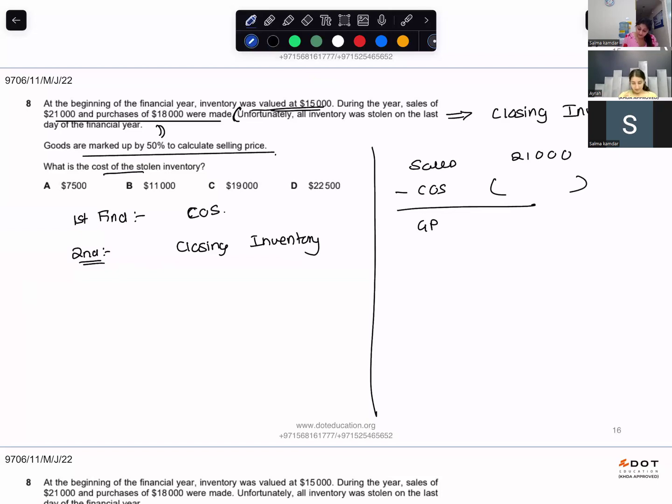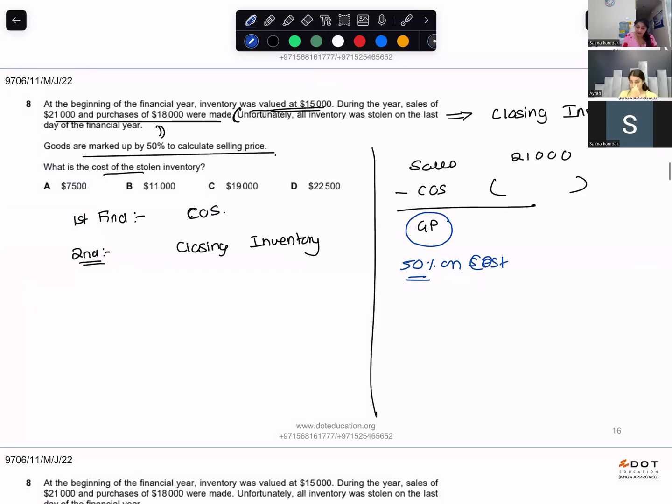Then the gross profit you will calculate by doing 21,000 into 50 upon 150. 50% of the selling price. So it's coming up to 7,000. Miss, marked up by 50%. Okay, sorry. So it is 50% on cost. So that means this is how much on cost? 50 upon 150. One third on selling price, on sales. 7,000.